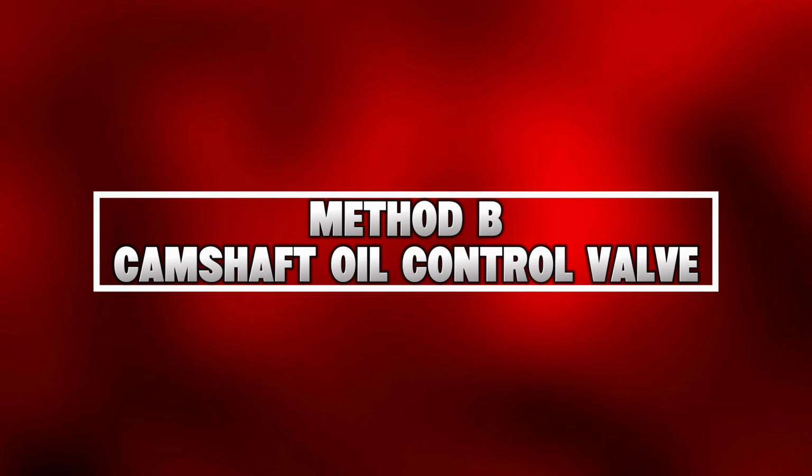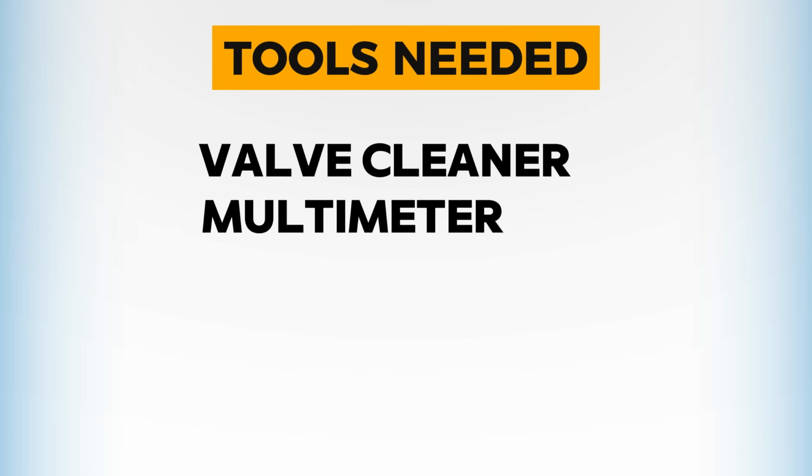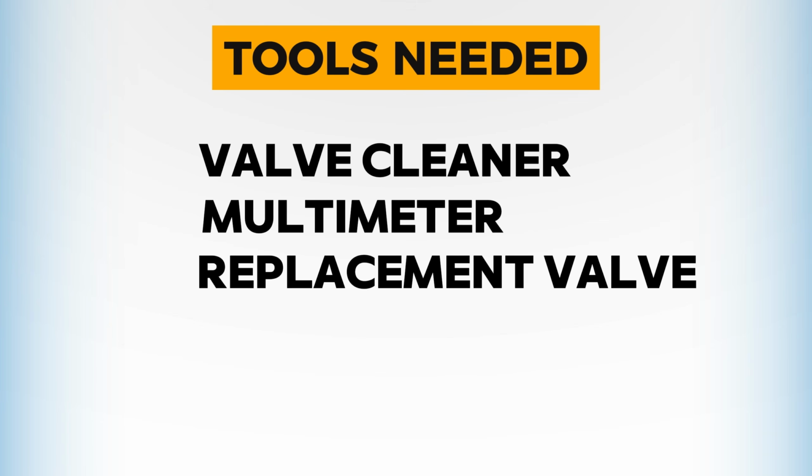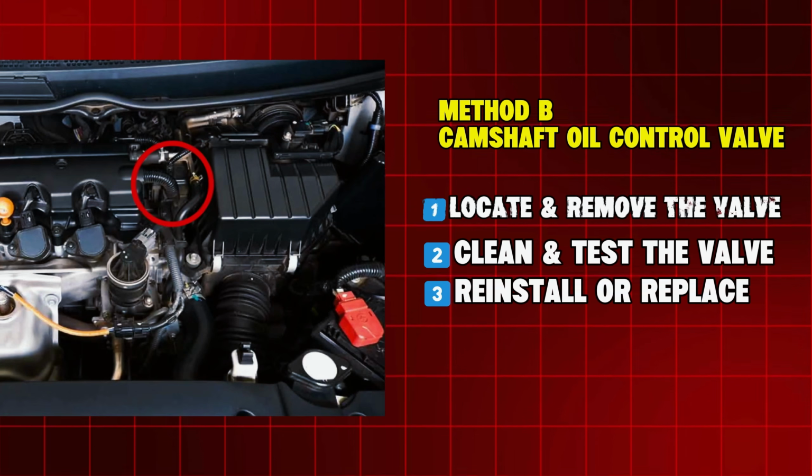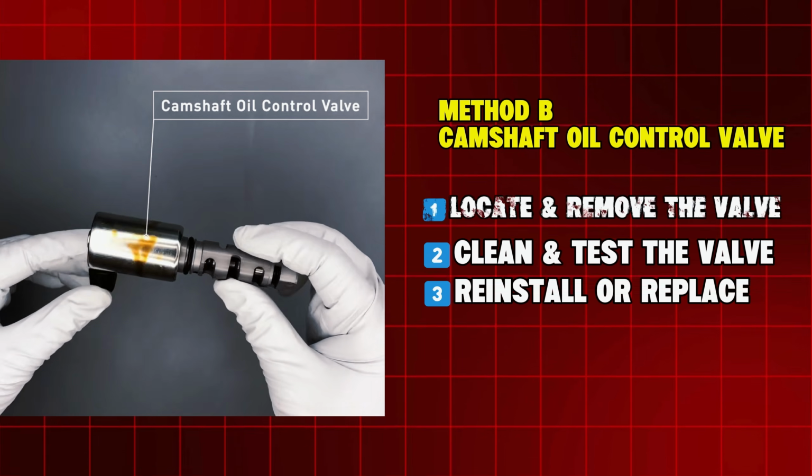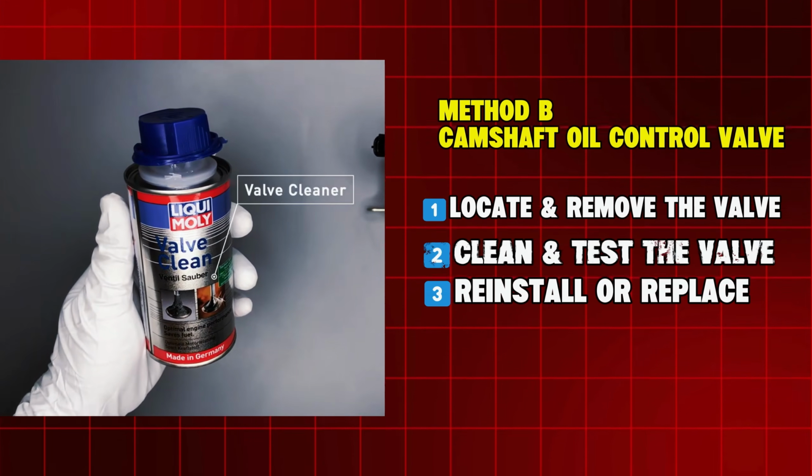Method B: camshaft oil control valve. Tools needed: valve cleaner, multimeter, replacement valve if needed. Found in engines with variable valve timing (VVT). Carefully detach the valve from the engine. Use valve cleaner to remove debris.